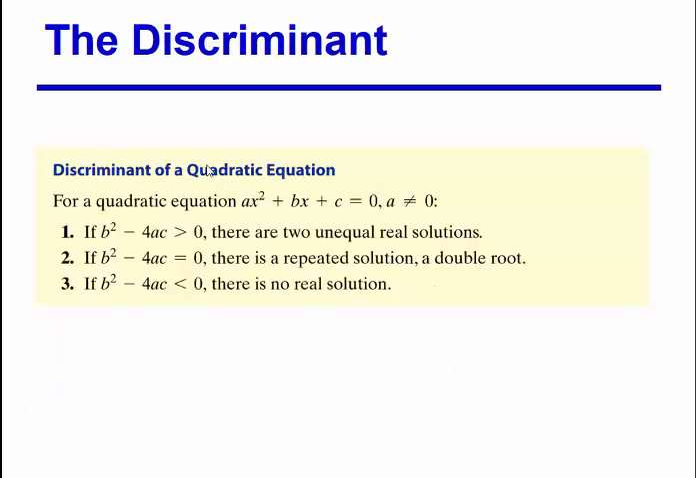And so the discriminant of the quadratic equation, if the discriminant is greater than 0, there are two unequal real solutions. If it's equal to 0, there's a repeated solution, or in other words, a double root. And if it's less than 0, there's no real solution. So we use this to determine whether or not we have a solution before we start doing all the work.